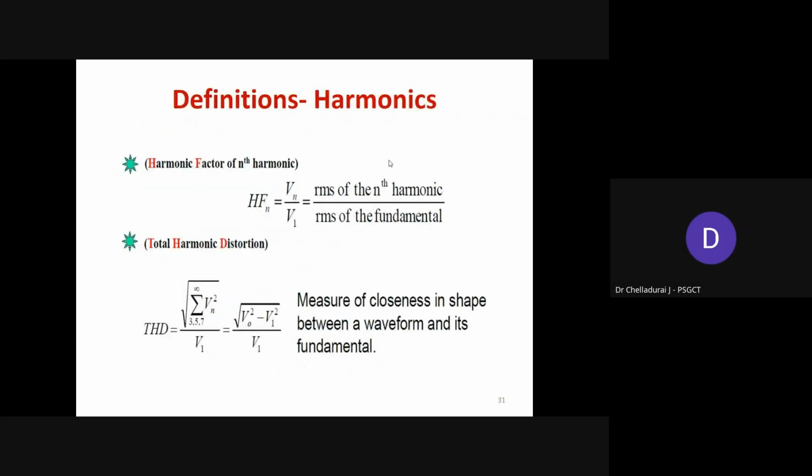Then in harmonics, there are two very important performance parameters. One is harmonic factor. It is nothing but the RMS of the nth harmonic divided by the RMS of the fundamental. Another very important performance parameter is total harmonic distortion. It is the sum of all harmonic components except the fundamental, divided by the fundamental. So frequently we have to use these two performance parameters to tell about the quality of output, especially using voltage source converters.